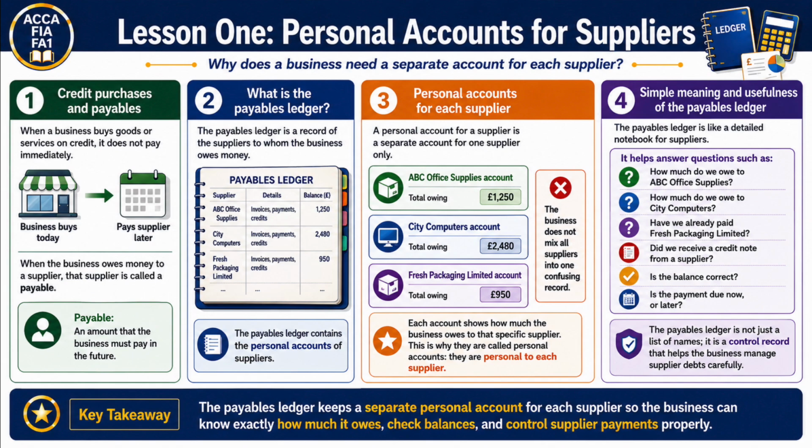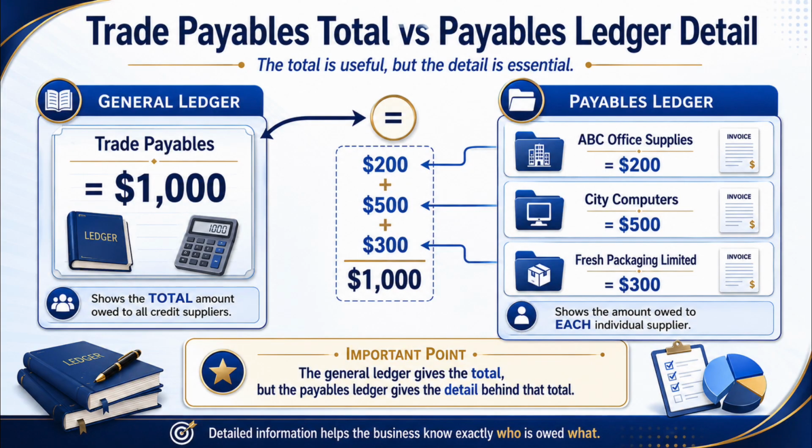It is a control record that helps the business manage supplier debts carefully. Important point. The Trade Payables General Ledger account shows the total amount owed to all credit suppliers. But the Payables Ledger shows the amount owed to each individual supplier. This is very important. Let us make it simple.